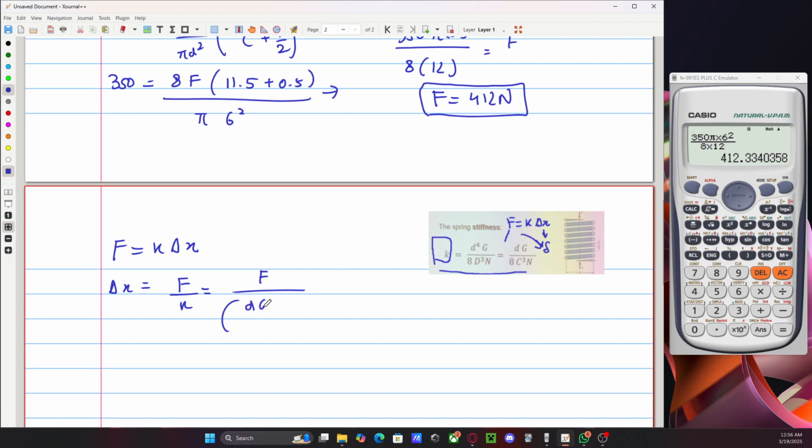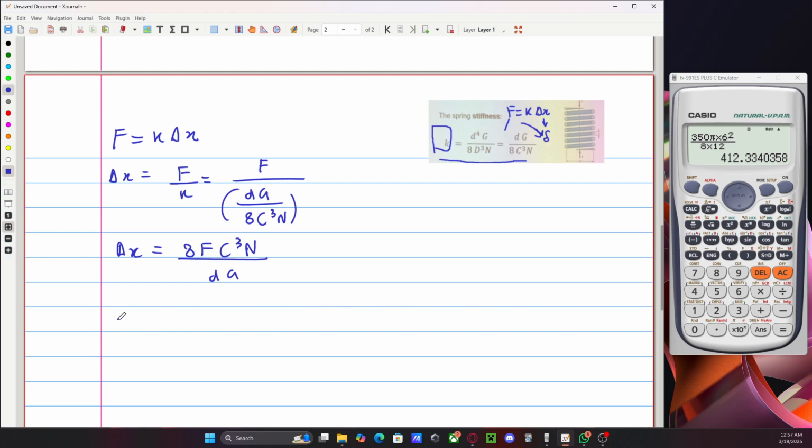So dg over 8c cubed n. So this is the same thing as saying del x is equal to 8F c cubed n over dg, right? So this is the same thing as saying, we want del x over n, which is obviously 1 per active turn. So it would be 8F c cubed over dg.